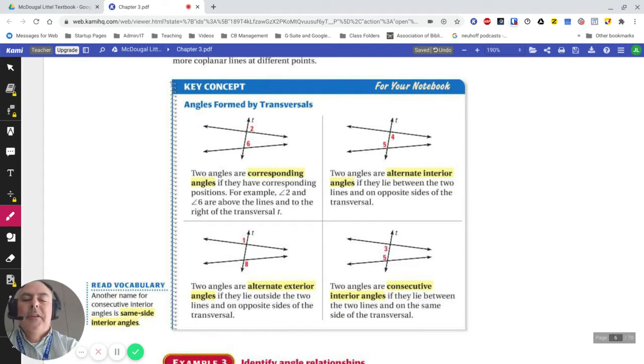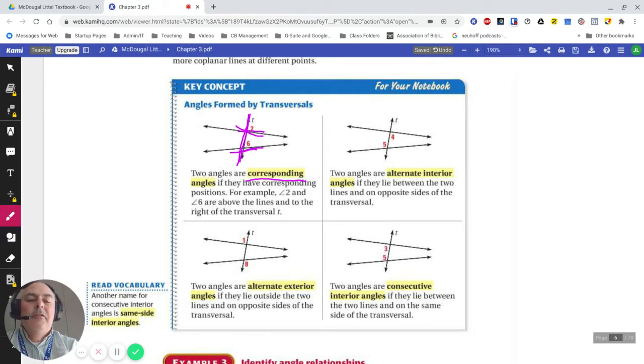So the first one I'm going to look at are corresponding angles. A corresponding angle, they will live on the same side of the transversal and the same relative side of the two lines that the transversal crosses. So in this case, 2 and 6, they're both on the right side of the transversal, and they're both above their original line. So those two angles would be considered corresponding angles.